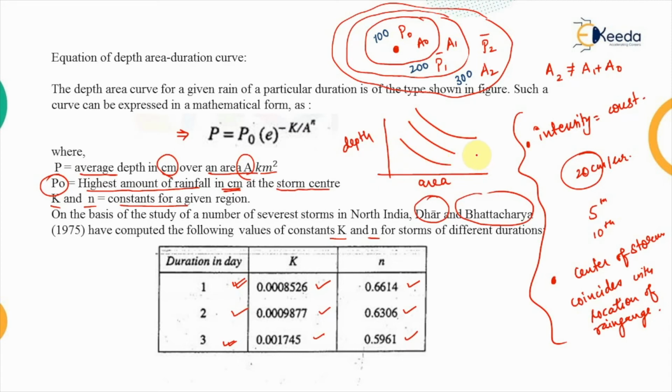The actual curve for the depth area duration, that is for different durations, is represented in this form. As the duration is increasing, that is for 2 hours, then for 4 hours, then for 6 hours, the curve is moving outwards, and this is representing the first quadrant limb. This resembles the first quadrant limb of a hyperbola. That is the mathematical significance of this curve.